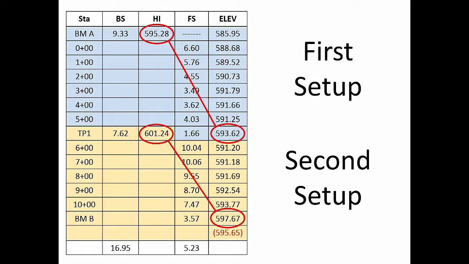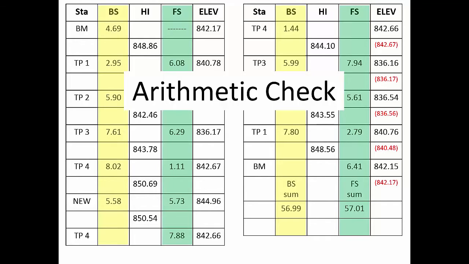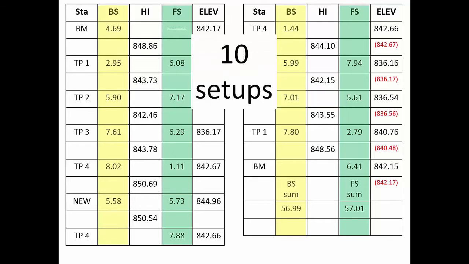The arithmetic check for profile leveling requires careful attention. First, let's review the arithmetic check for the benchmark leveling circuit in the previous video. That circuit had 10 setups. How can we tell that from the notes? Well, simply by counting the number of HIs. Remember, there is only one HI per setup.